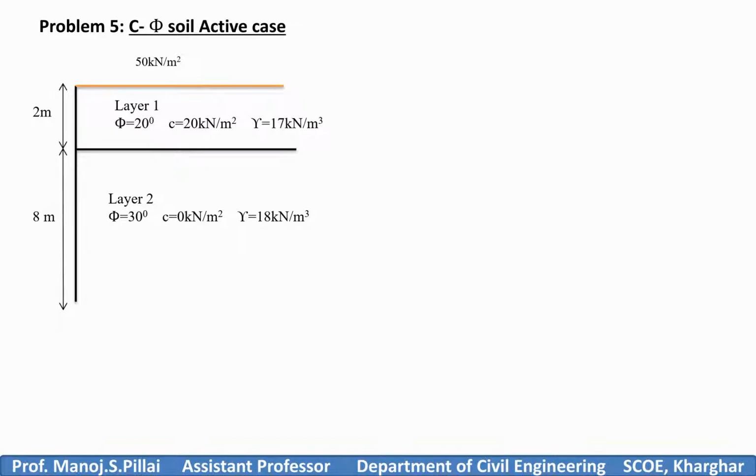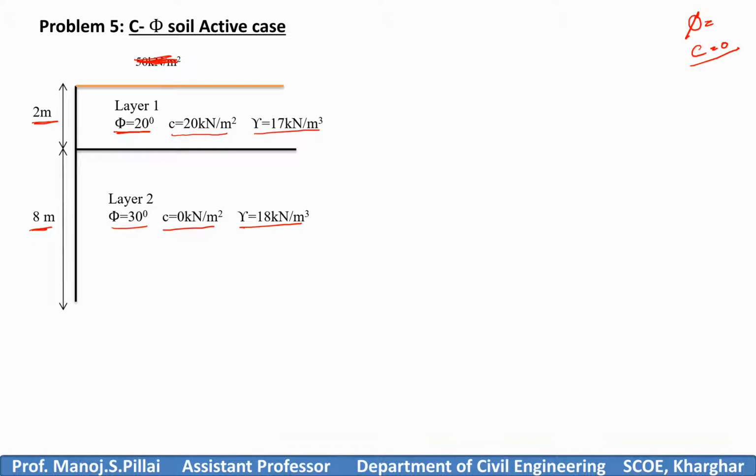Let's start. This is your problem basically. You have c-phi soil. Don't consider this case. Previous problems were based on only phi soil, where c was equal to zero. In this problem, for layer number 1 you have phi equal to 20, c equal to 20, and gamma equal to 17 kilonewton per meter cube. For layer 2 it is phi equal to 30, c equal to 0, gamma equal to 18 kilonewton per meter cube. First layer is 2 meters, layer 2 is 8 meters.